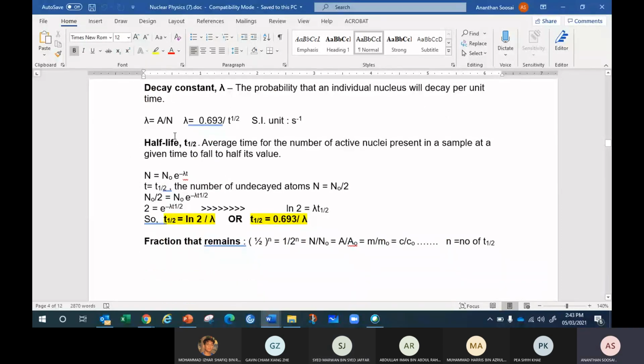So half-life, we talk about half-life, a new formula. T half is ln 2 over lambda.